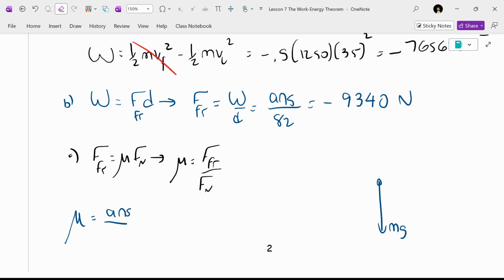Is the car sinking into the ground quickly? Is it flying like Superman? So there's going to be a normal force, the same size, pointing up.